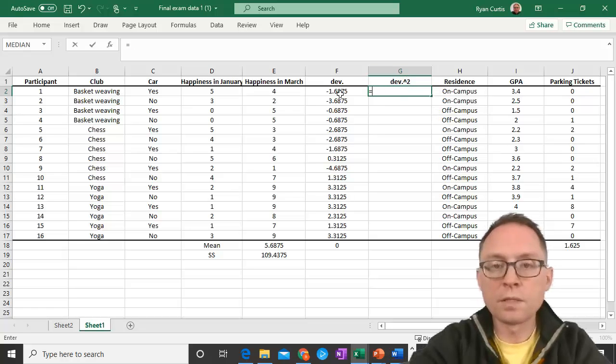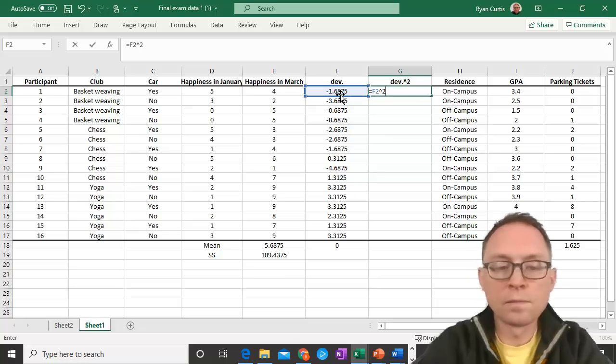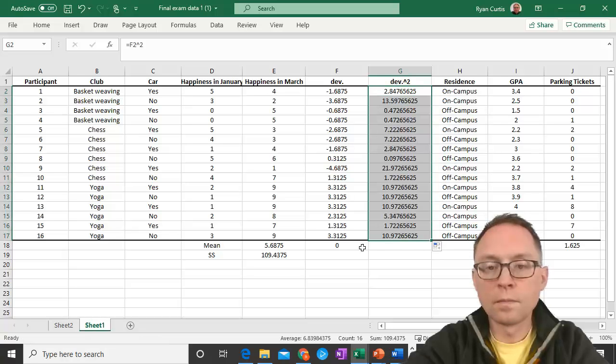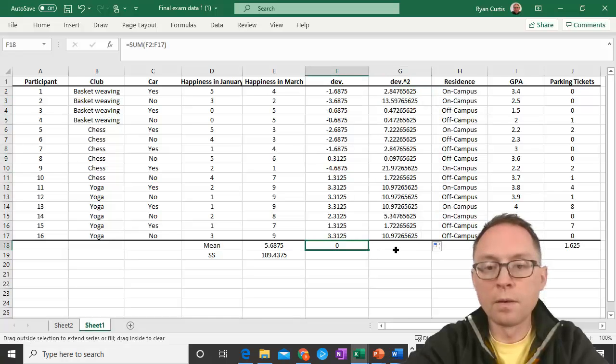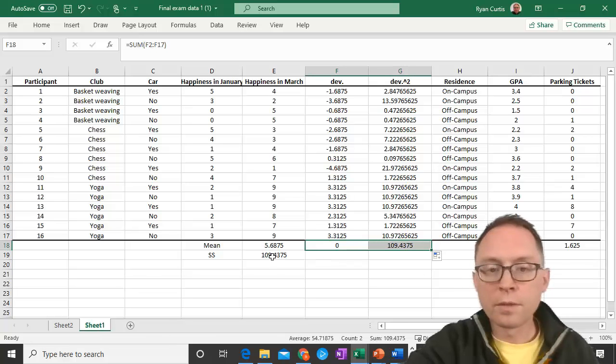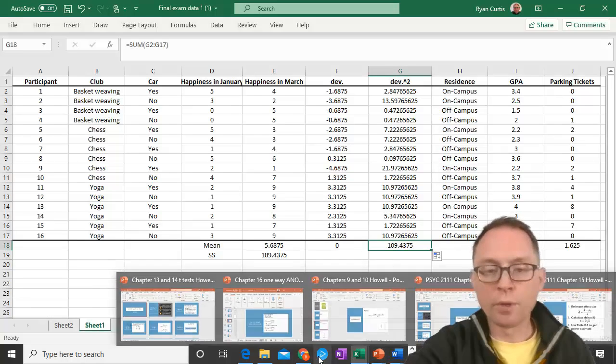So this is this squared. Do that. And now the sum of this is going to be 109. 109.4375 is the same thing. 109.44 is what we're going to put in.